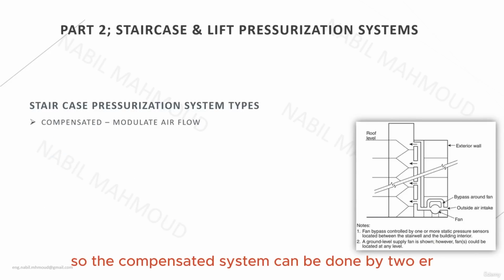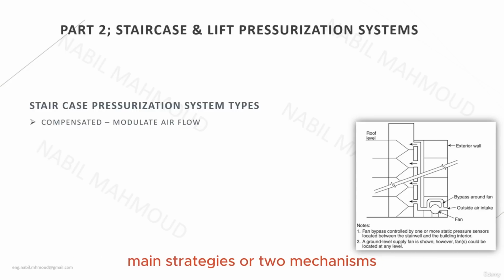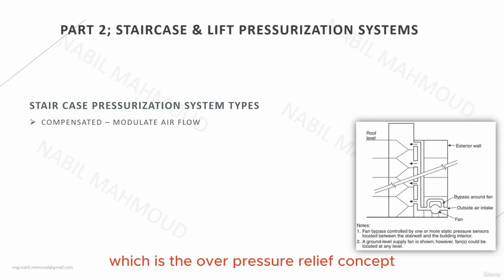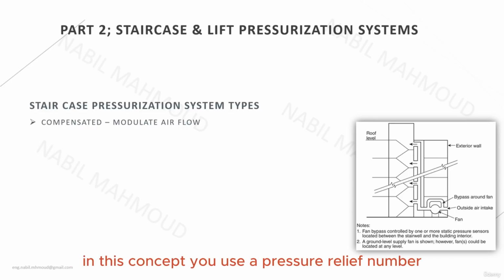So the compensated system can be done by two main strategies or two mechanisms. The first one, which is to modulate the airflow, and the second one, which is the overpressure relief concept. In this concept you use a pressure relief damper. Let's discuss first the modulating of airflow option.